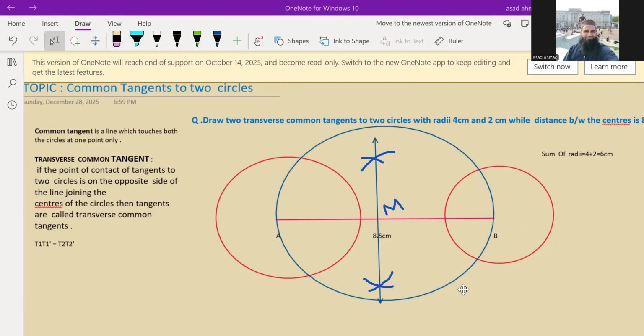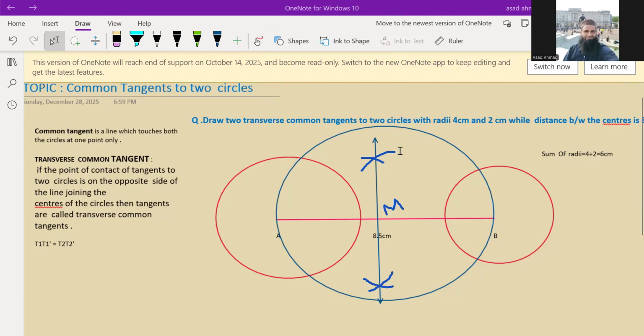Now for drawing the fourth and last circle, what is required for the transverse common tangent? We have to take the sum of radii and the center of the larger circle. The center of the larger circle will be used, but this time the sum of radii. I have done it in the right corner: the sum of radii is 4 and 2, which is a 6 centimeter circle.